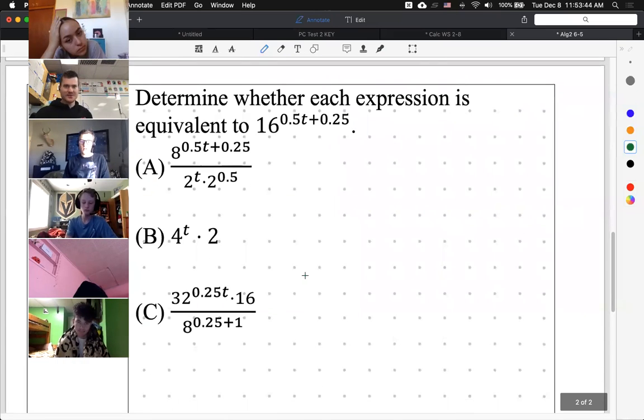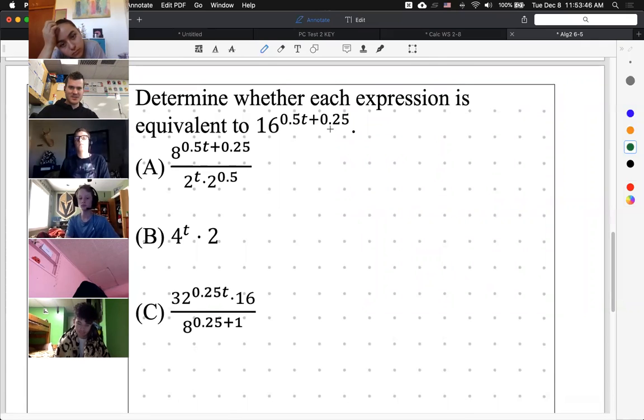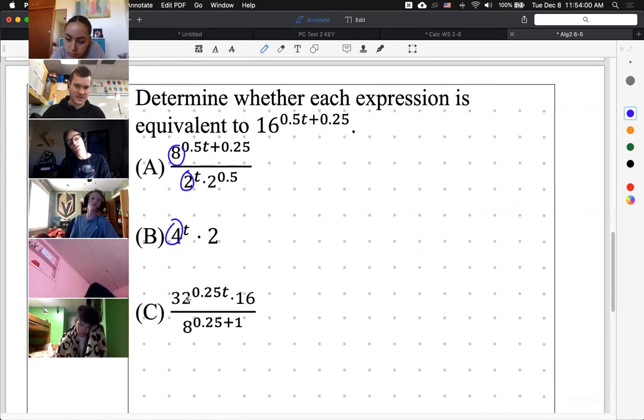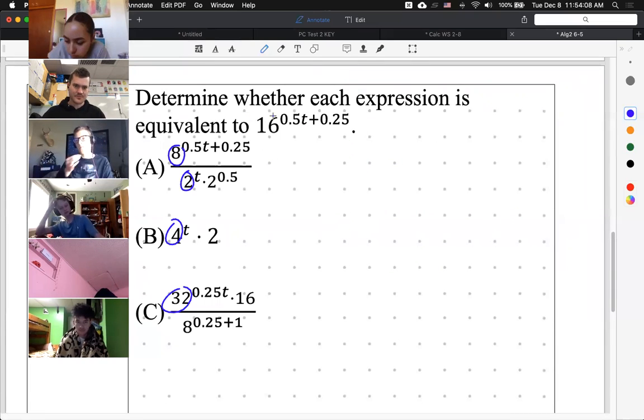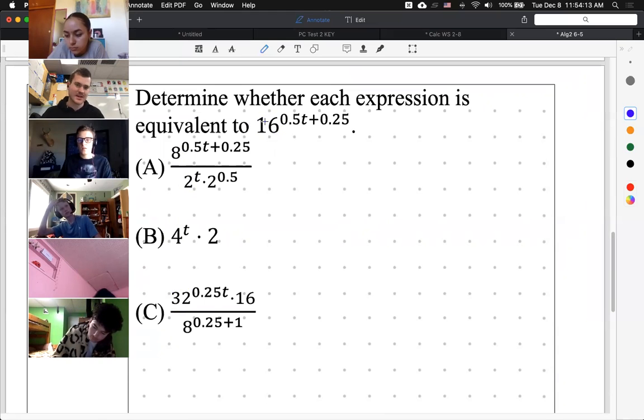All right, number 2. Same kind of question. I need to find something that is 16 to the power of 0.5t plus 0.25. This is slightly harder than the last question because 16 is not the final form. We have to actually change this number because obviously I'm seeing 8s, 2s, 4s, and 32s. All of those are some number to a higher degree. Same thing with 16. All of those are what number for the base? As a hint, it's not going to be 5. What number is the base? Something to the power of 3, something to the power of 2, something to the power of 5. What is that something?